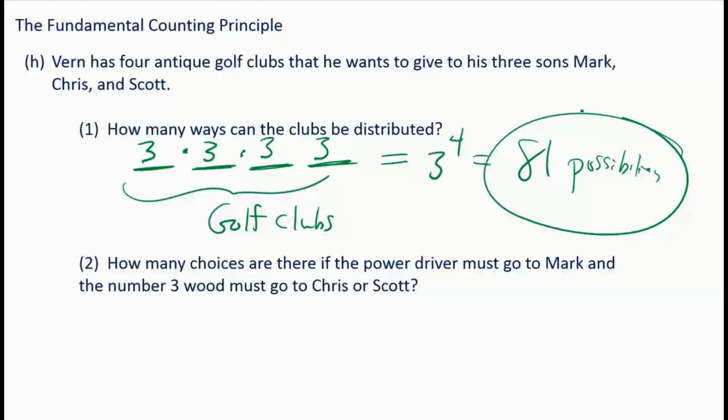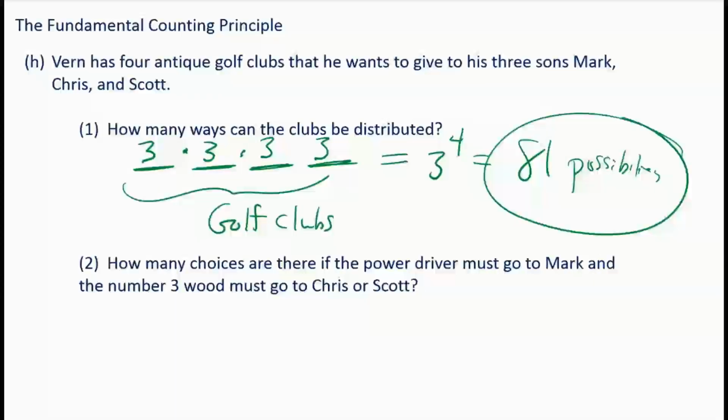Now, what Vern should probably do is give 1 to each of them, and then the 4th golf club maybe goes to the one that got the worst of the 3, or the one that plays golf the most, or, you know, something strategic. But if you don't have any restrictions, then, yep, Mark could end up with all 4 golf clubs.